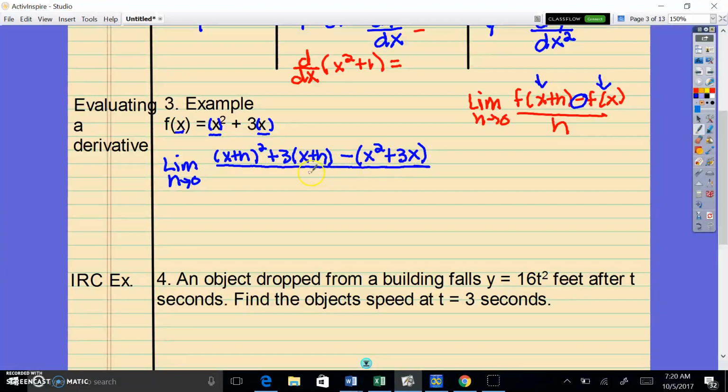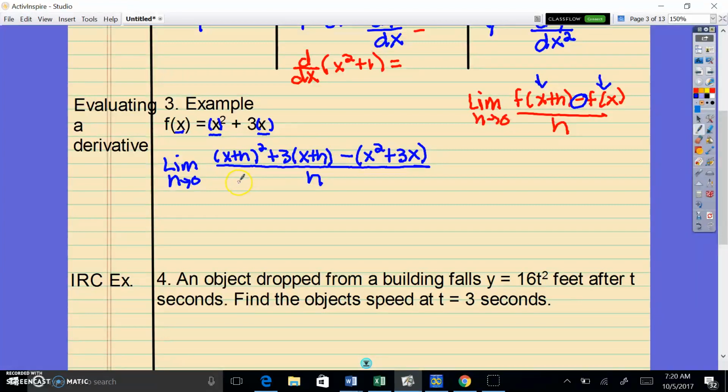divided by h. So now this is just simplification. We cannot plug h equal to 0 right now, because if we do, you're going to notice that we get 0 over 0. So that would mean do more math. So instead, what we're going to do is expand this, distribute the 3, distribute the negative, and we're going to get a series of cancellations. It's going to take a little bit of time.